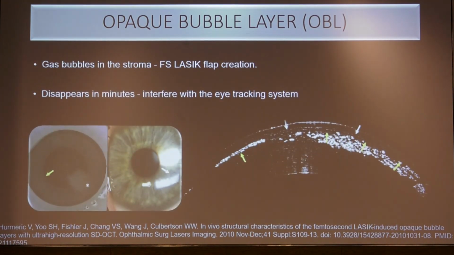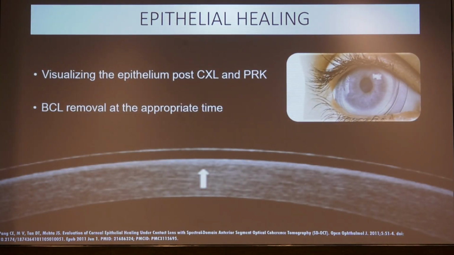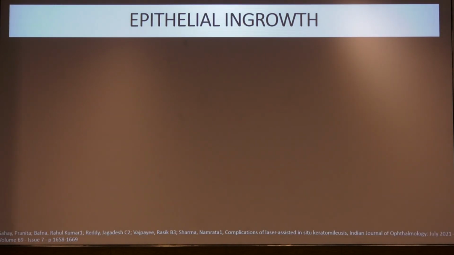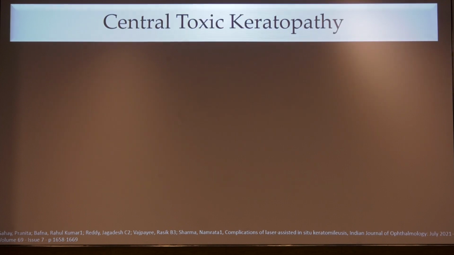Next is the OBL. You can see these dense white hyperreflective dots that are suggestive of an opaque bubble layer. It usually interferes with the eye tracking system. This is more seen in femtosecond LASIK flap creation. Also, ASOCT is used to monitor epithelial healing, mainly after CXL and PRK, and aids in the BCL removal at the appropriate time. This is another image showing epithelial pearls and a fibrotic demarcation line suggestive of an epithelial ingrowth.